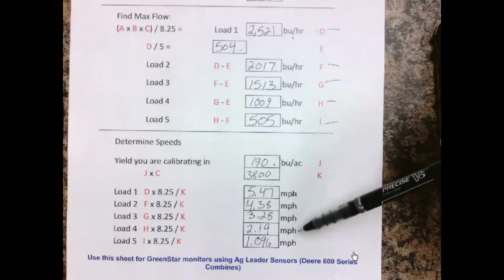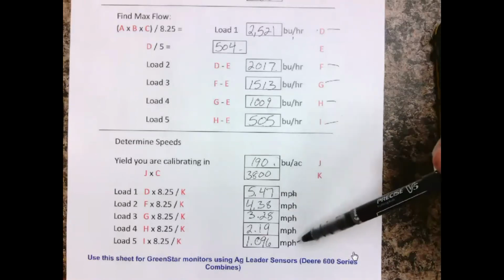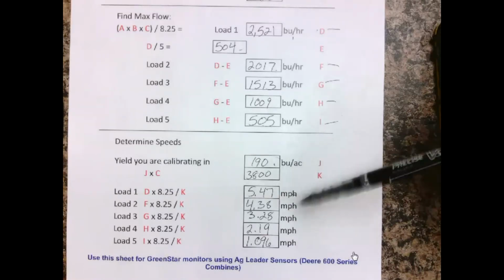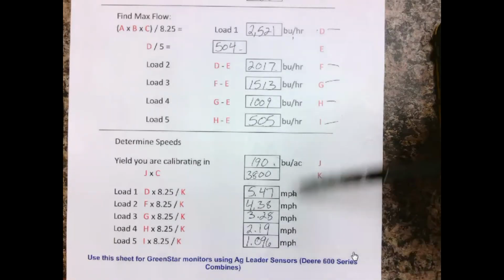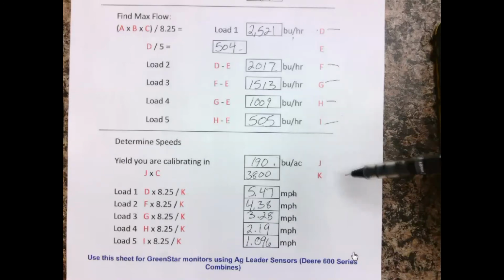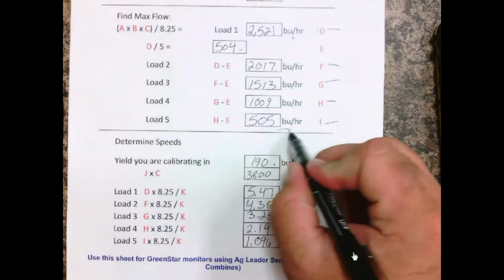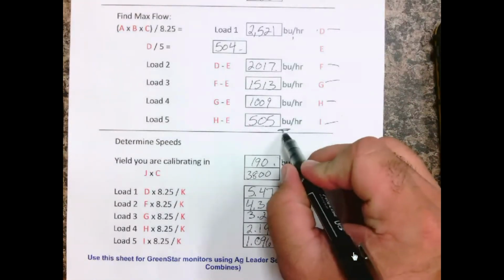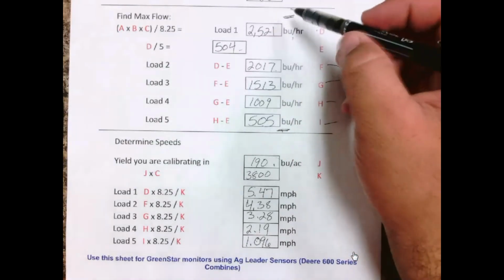If you do it off speed, instead of taking less rows in the head, you always have the header full. Your combine's operating at a more normal flow rate, normal flow pattern as you increment these speeds up and down. The other thing to remember is once you're finished, if you do a good job, you're calibrated from 505 bushel to 2521 bushel.